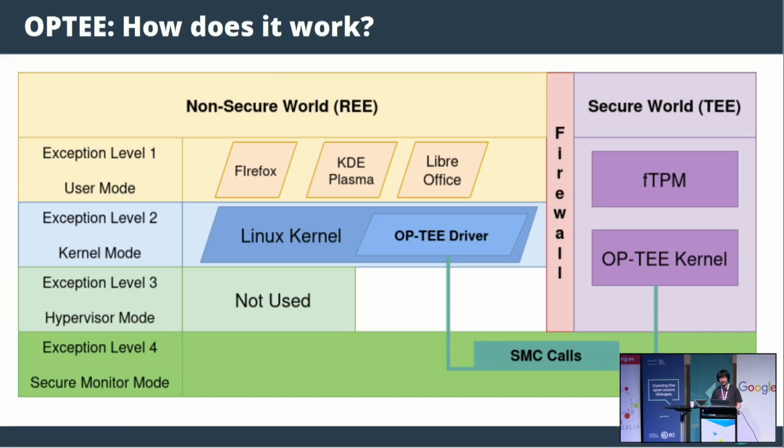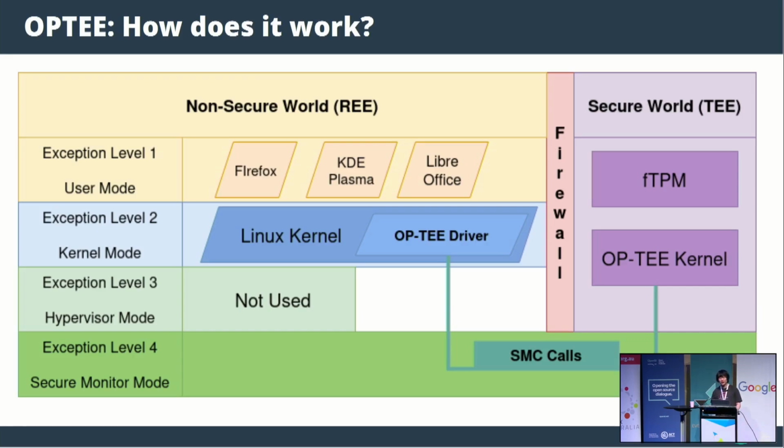This is a secure hypervisor that relays data and operations between your secure world and the non-secure world. On the secure world trusted execution environment side, you have your secure enclave operating system, in our case OP-TEE, and you have different trusted applications running on top of it. In our case, there is fTPM, a firmware trusted platform module running on the OP-TEE kernel.